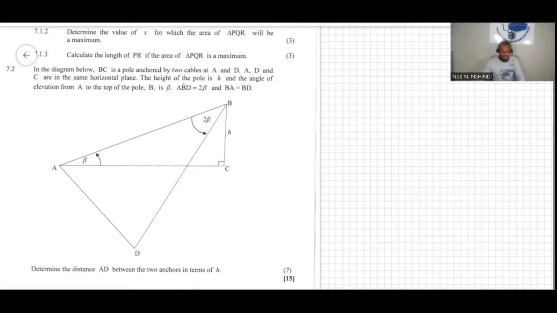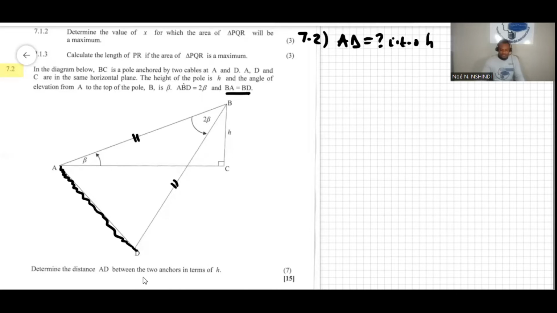Well, I'm going to write the question here, question 7.2. That's the question we're going to do. In the previous video, we did question 7.1. Okay, it is said that AB equals BD, so this distance is equal to this other distance in this triangle. And then what else? So we're looking for AD in terms of h. So AD is the side we are looking for.